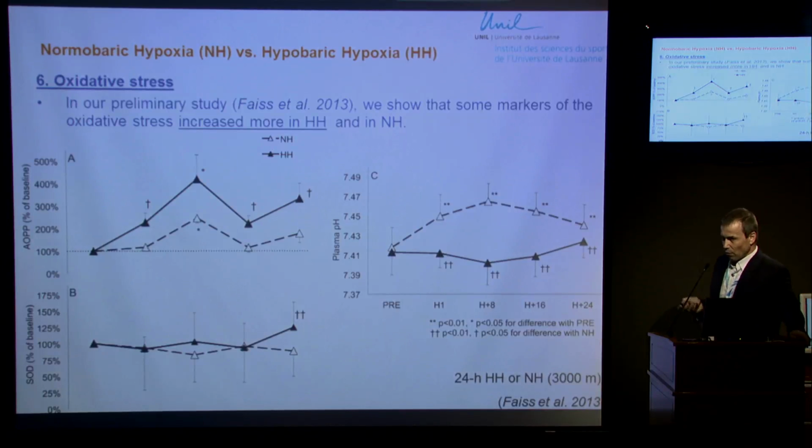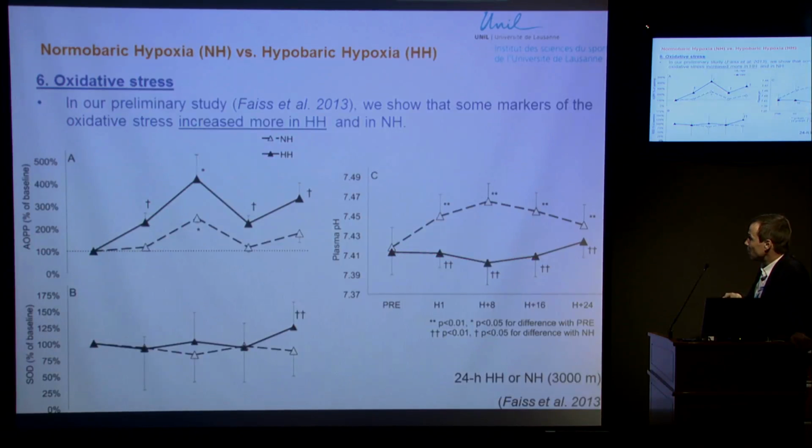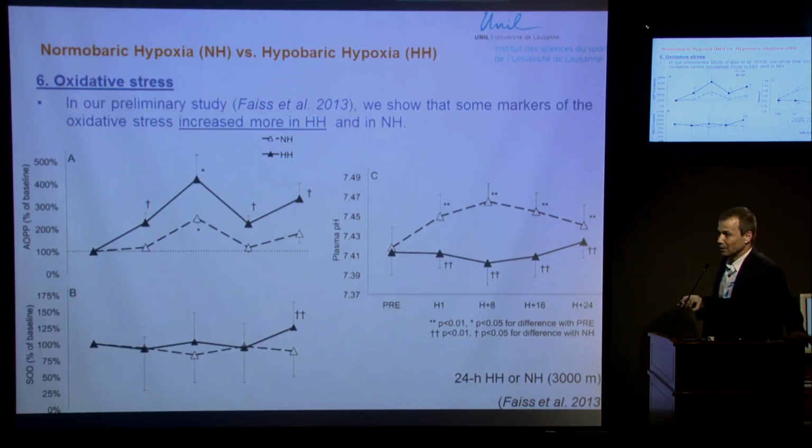A new finding of our preliminary study that, as I said, was published, is the difference in terms of oxidative stress. You have a few markers. AOPP is an indicator of the oxidation of plasma proteins, and SOD. And you can see that in HH, the oxidative stress is higher than in NH. And we found also that the plasma pH was different. We found a stable plasma pH in HH and an increase in NH.